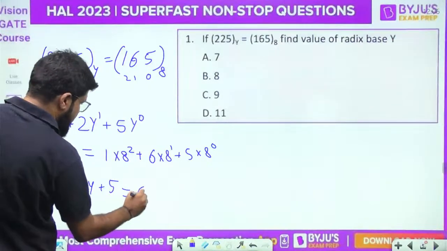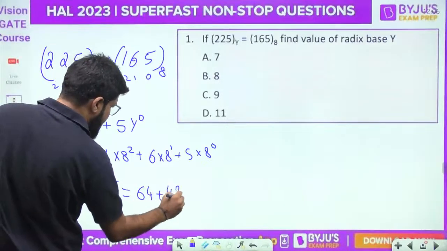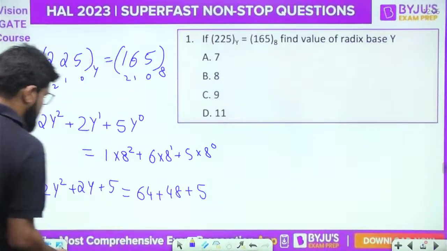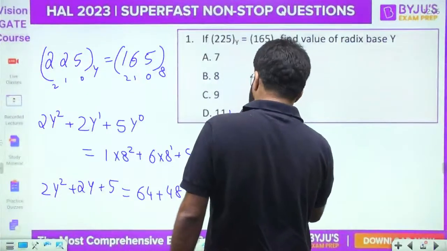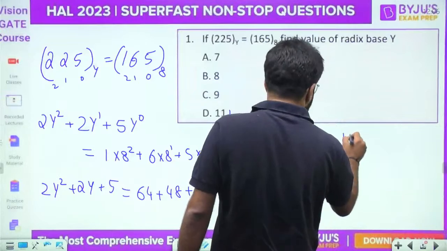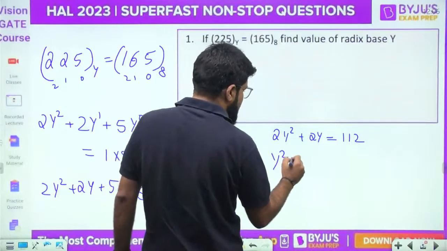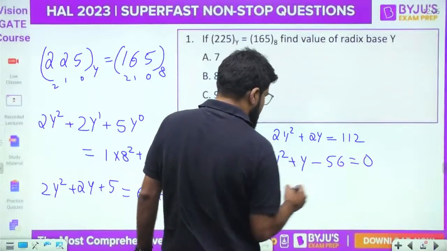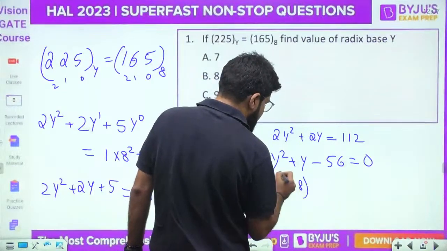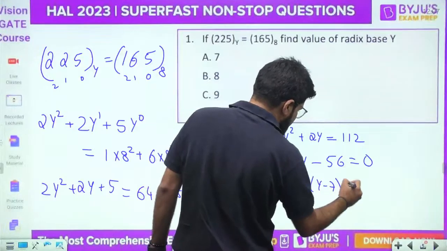Okay, so this is equal to 64, 6 8s are 48, and plus 5. Okay, so 5 getting cancelled. Now you have the equation 2y square plus 2y is equal to 112. So ultimately cancel by 2, y square plus y equal to 56. You bring on the left side, minus 56 equal to 0. Clearly factorize as y plus 8, y minus 7 equal to 0.